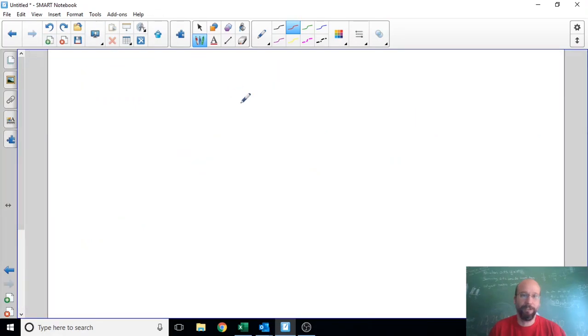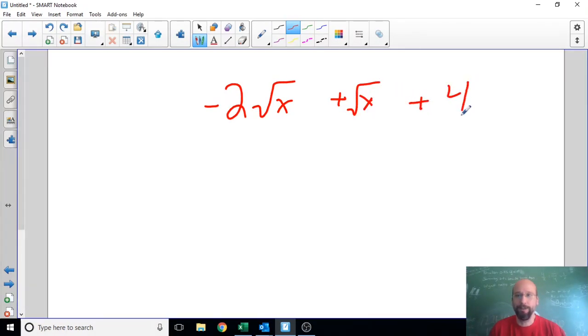So one more, a little bit more complicated. Let's say I have negative 2 root x plus root x plus 4.